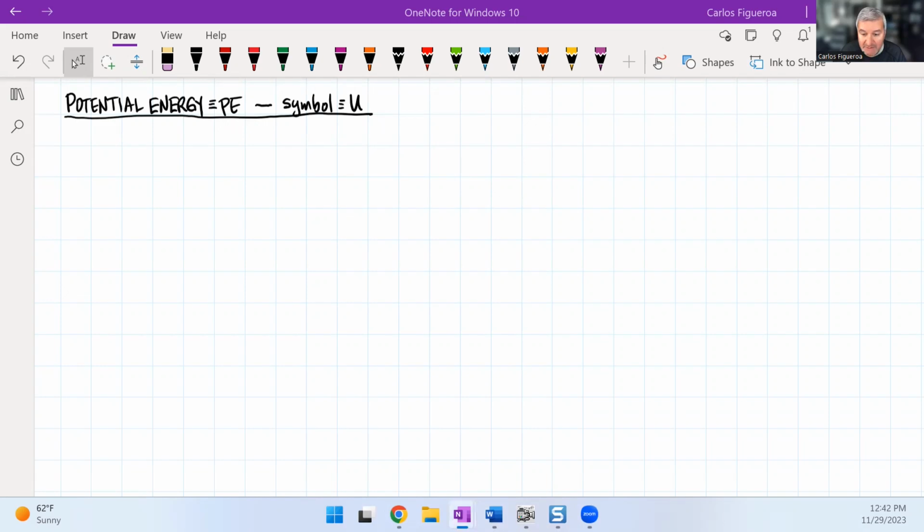We're in our second type of energy that we want to talk about, and this is potential energy, which if I was to write a symbol for it, I would write PE, but symbolically, it's written with the U.